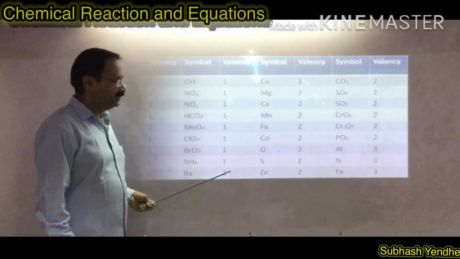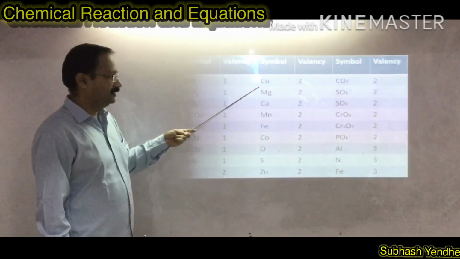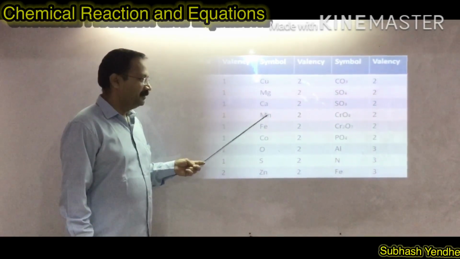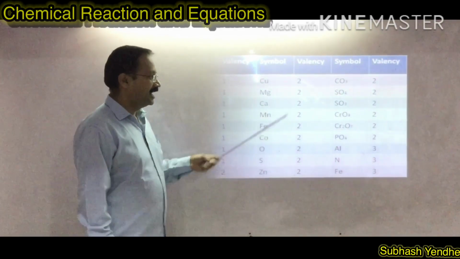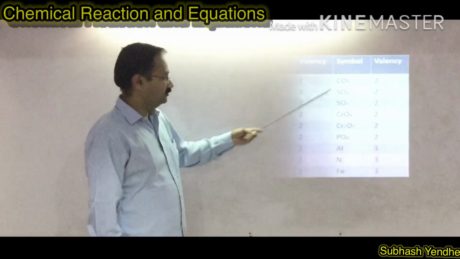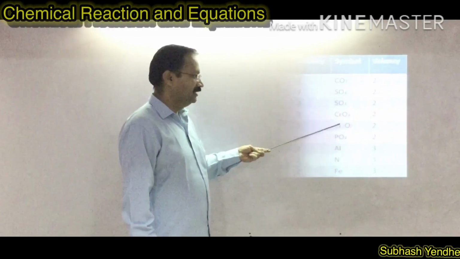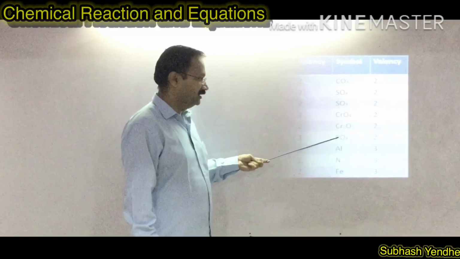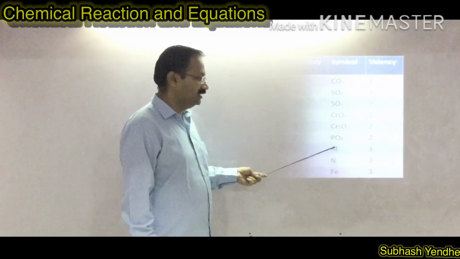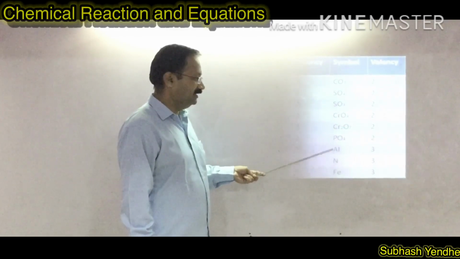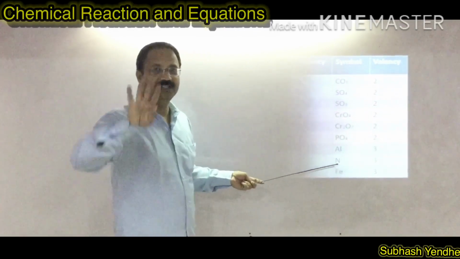Barium has valency 2. Now again, these are all elements: copper, magnesium, calcium, manganese, ferrous, cobalt, oxygen, sulfur, zinc have valency 2. Now see these groups: carbonate, sulfate, sulfide, chromate, dichromate, phosphate, they have valency 2. And then valency 3 is phenol. You have to write phenol, meaning ferrous, aluminium and nitrogen. They have valency 3.